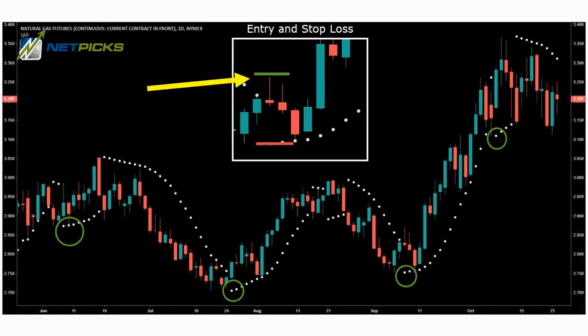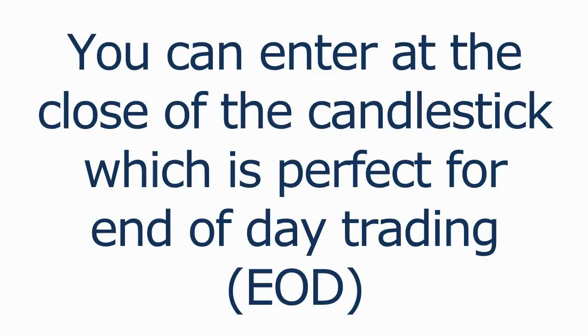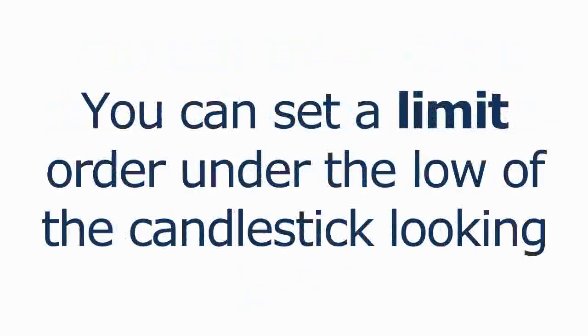Number one, you can place a buy stop order at the high of the candlestick that turned the SAR. This will force price to continue moving up to trigger you into the trade with at least some short-term momentum. Second, you can enter at the close of the candlestick, which is perfect for end-of-day trading. Number three, you can set a limit order under the low of the candlestick, looking for a short-term pullback after the initial change in trend direction as shown by the SAR.